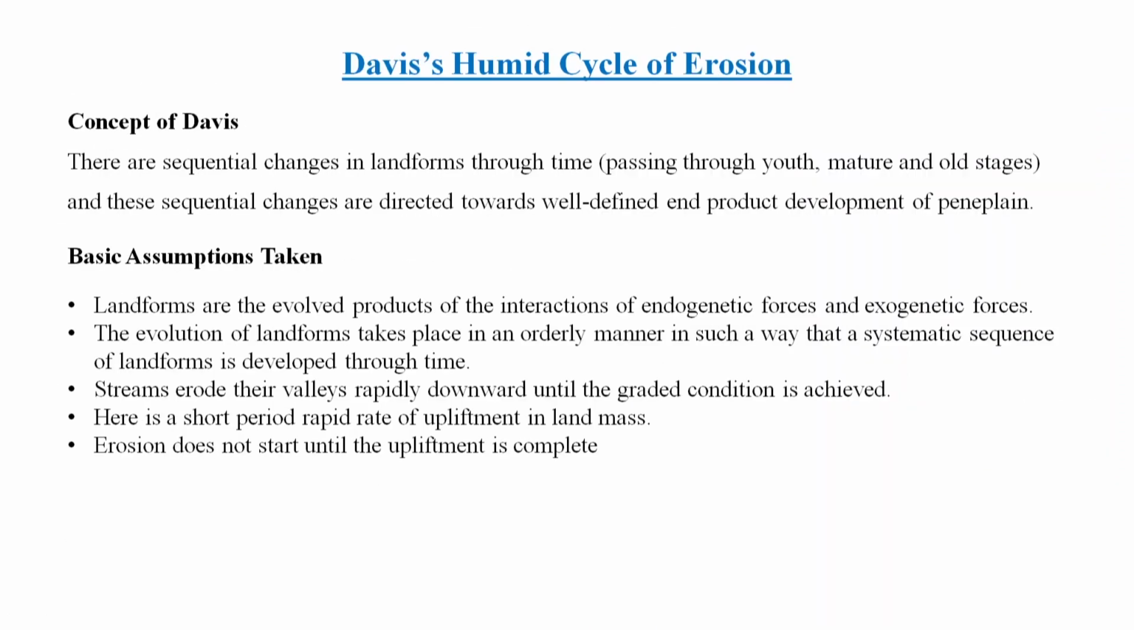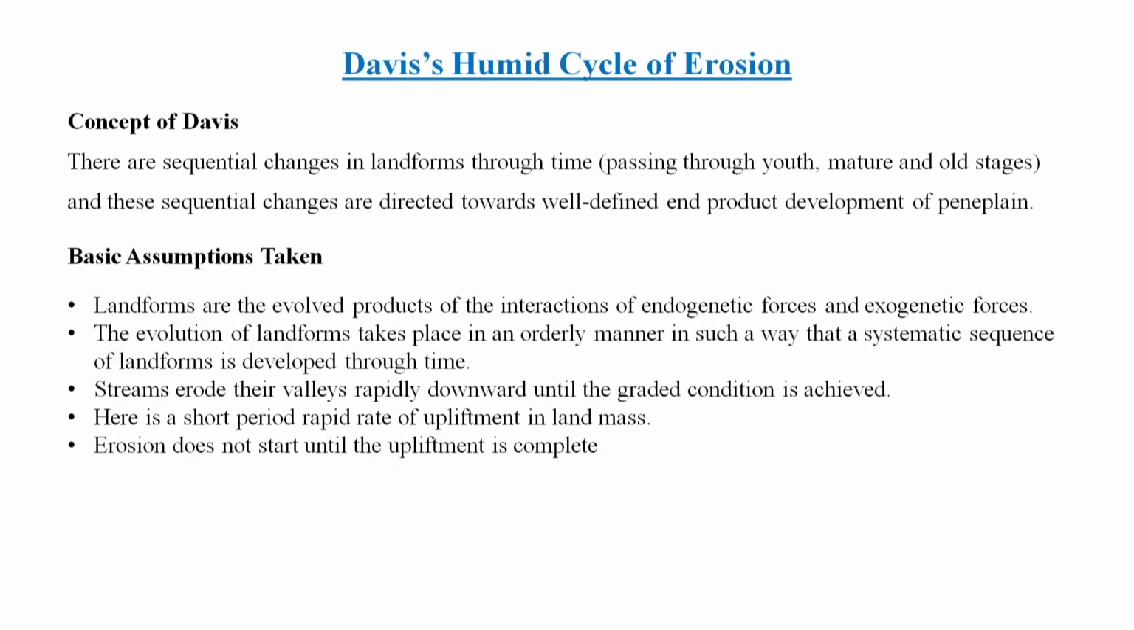Now, just to discuss a little bit about the Davisian humid cycle of erosion. The concept put forward by Davis is that there are sequential changes in landforms through time, as the river flows from its initial zone of origin to the mouth of the river, and these sequential changes are directed towards a well defined end product, the development of peneplain structures. The basic assumption he took to propose this concept is that landforms are evolved products of the interaction of endogenetic forces and exogenetic forces.